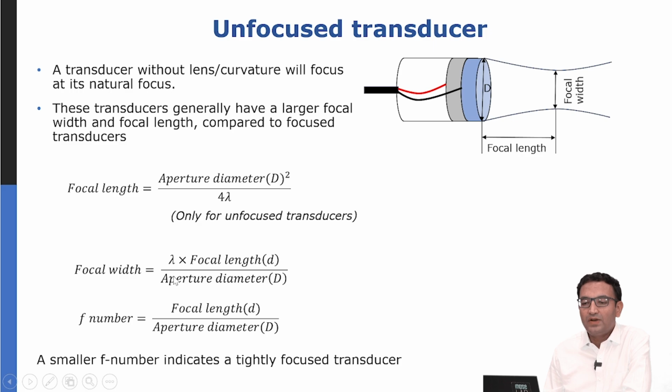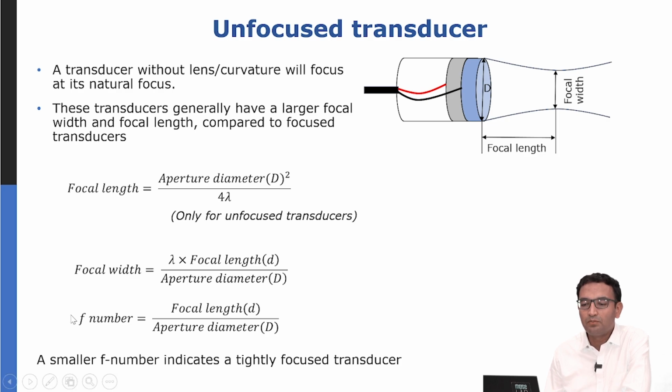Now the focal width can also be calculated as lambda times focal length by aperture diameter. This is also an approximation, but it works pretty well. And F number, which tells you how sharp the focus is, is calculated as the focal length by aperture diameter. These metrics you will see often when transducers are sold or designed to specification; these numbers are given so that the designers can act accordingly.